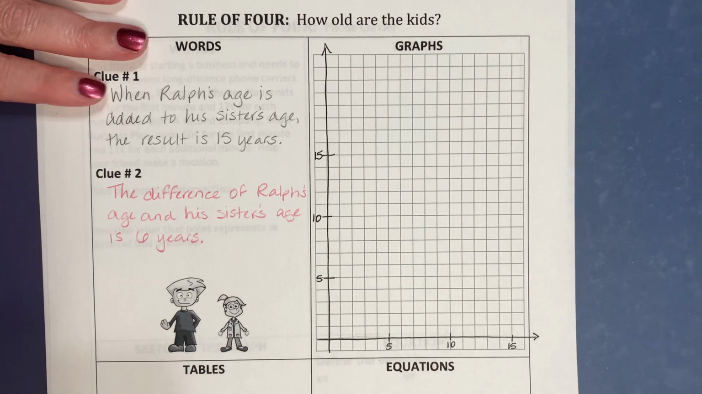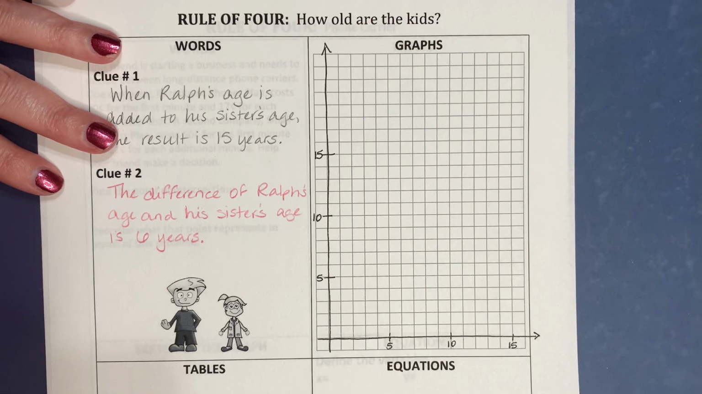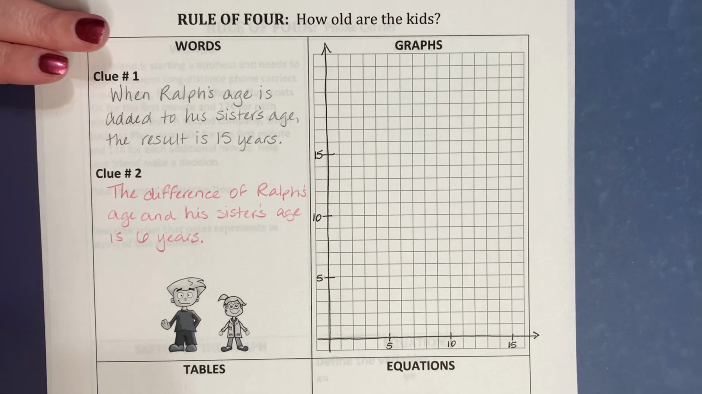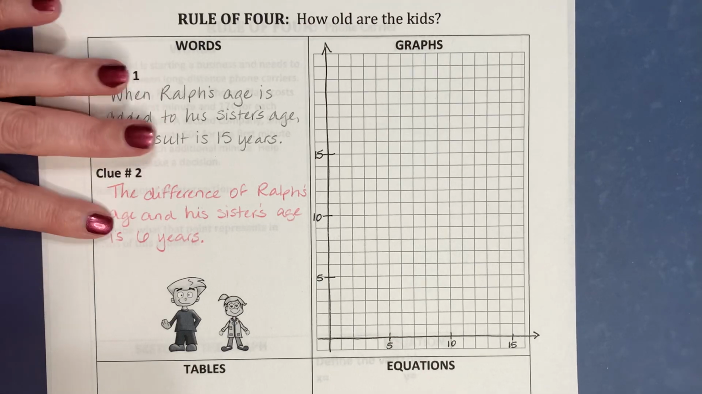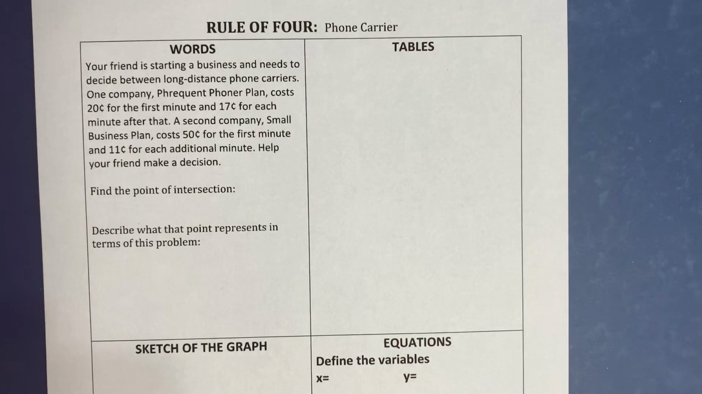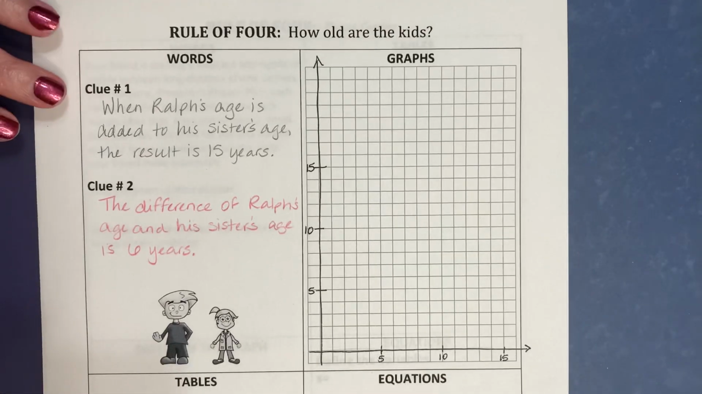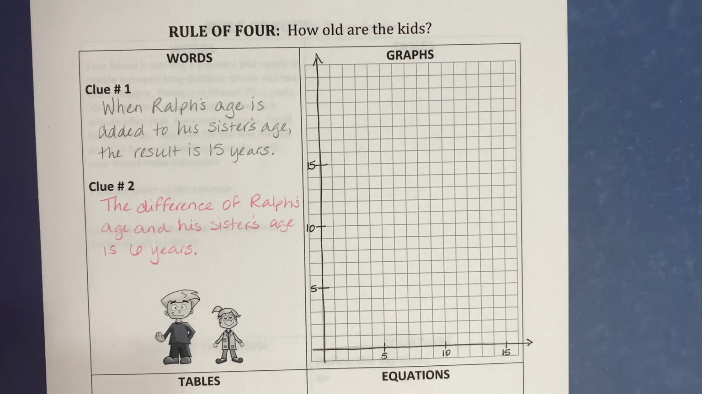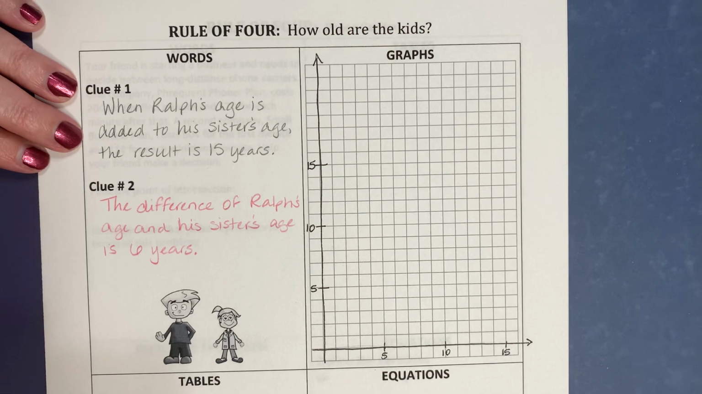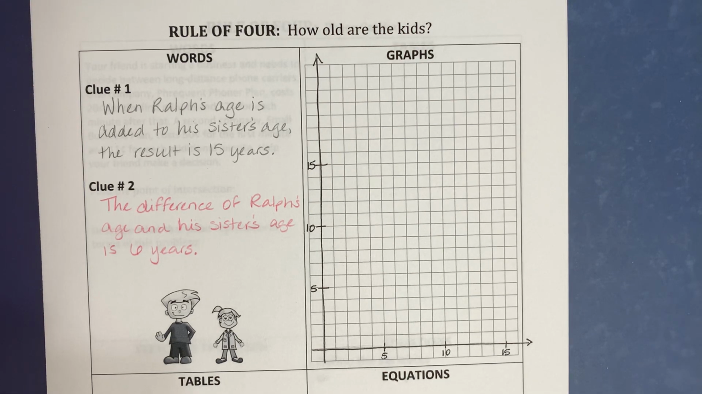So we're going to look at Ralph and his sister and try to figure out how old they are right now when these 2 clues are true. And we're going to look at the phone carrier problem and try to help our friend decide which phone carrier is the better option to choose. So the first thing we're going to do is go through clue number 1. When Ralph's age is added to his sister's age, the result is 15 years.